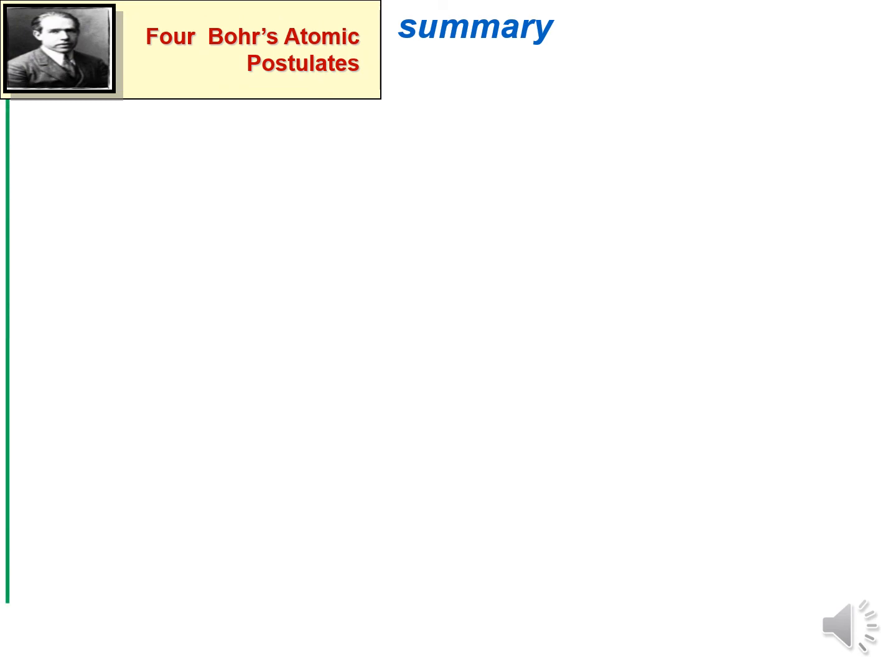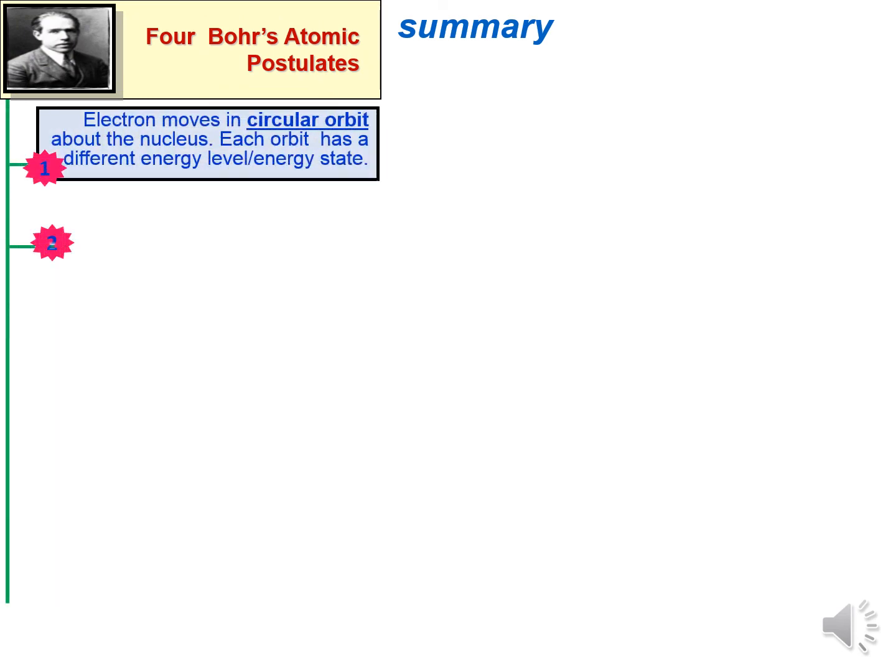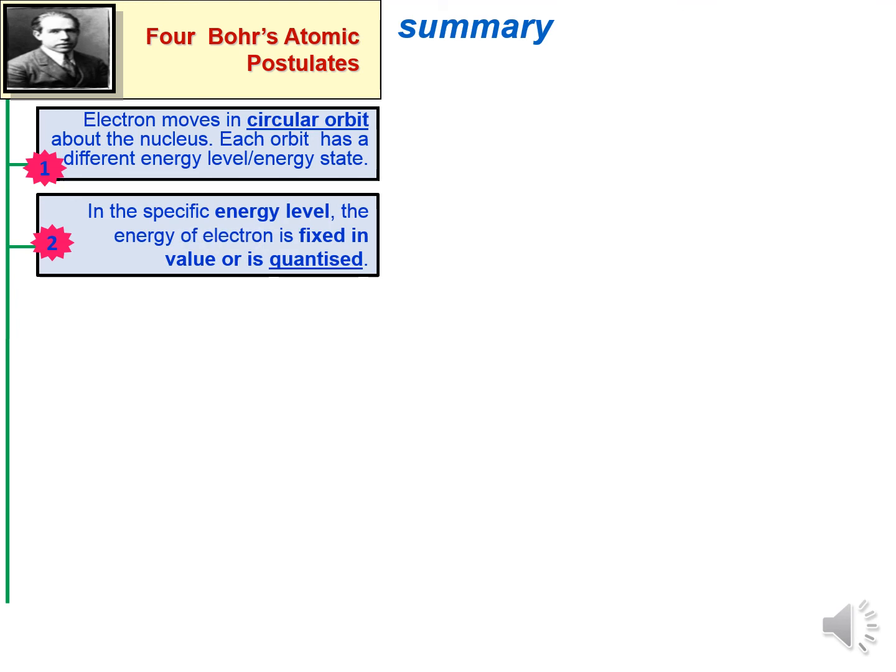So Bohr has 4 postulates. The first postulate says the electron moves in a circular orbit. Second, it says that in each level the electron's energy is quantized. That means if they stay in the second level, they must have a certain energy to be in the second level. If they want to move to the third level, they have to absorb energy.